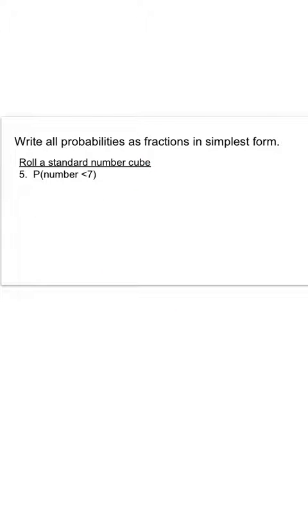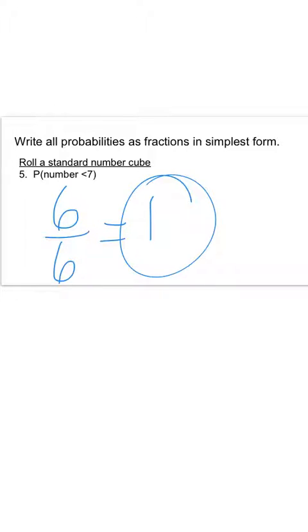Find the probability of rolling a number that is less than 7. There are 6 possible choices, and 1, 2, 3, 4, 5, and 6 are all numbers that are less than 7. So there are 6 possible ways to roll a number that's less than 7. You can reduce this to 1, which means that you will always roll a number less than 7.